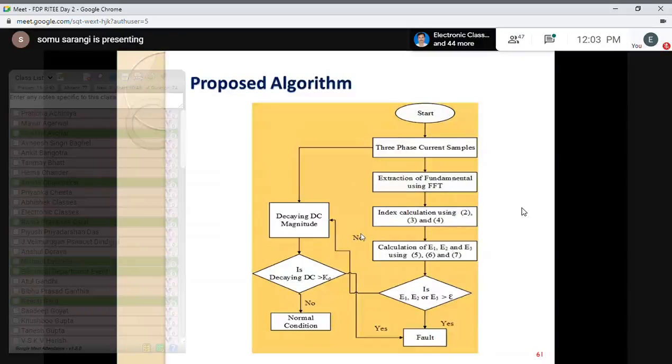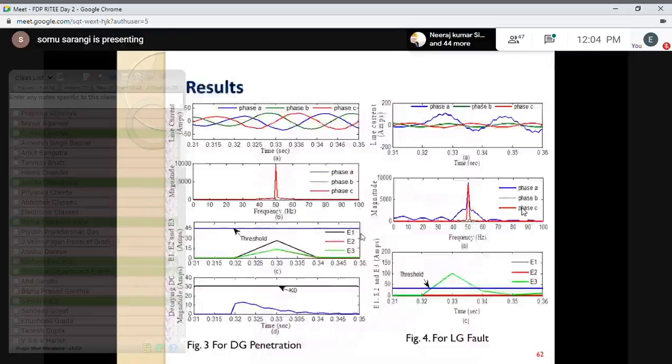Now we require the support of this decaying DC. If it is not greater than or equal to the threshold, then it is unable to decide, so we will consider the decaying DC. If this decaying DC has a value greater than or equal to K naught, then if it is yes, there is a fault, or if it is no, then there is no fault situation. So we have considered the line to ground fault as well as the symmetrical fault.